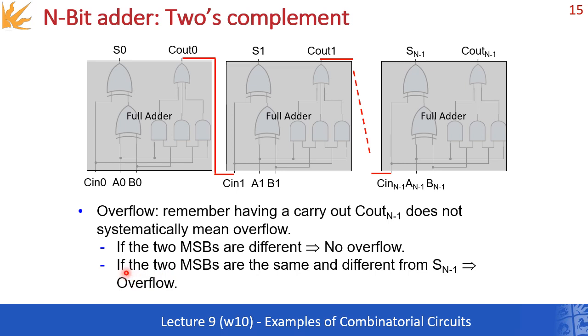Now, if the most significant bit of the one number that you're adding and of the other number are the same, so if they're both positive or both negative, and at the same time they are different from the summation result of the last full adder over here, then in this case you have an overflow. So the case of 2's complement is a little bit special. You need to remember this rule, you need to apply this rule when you have a chain of full adders.